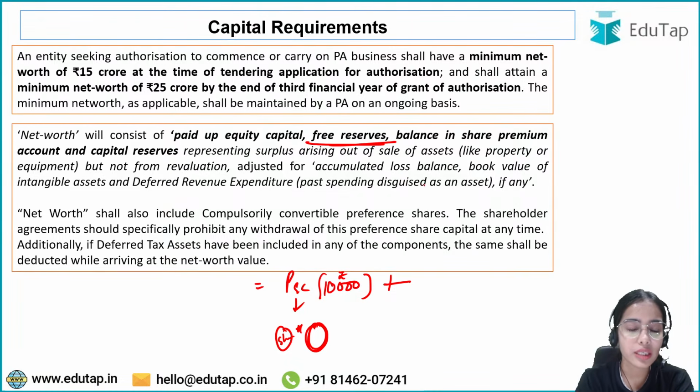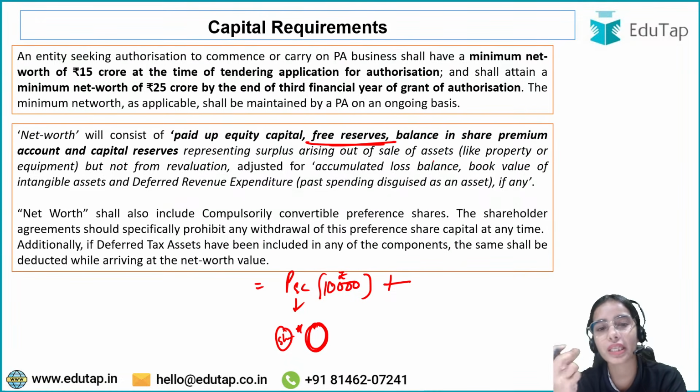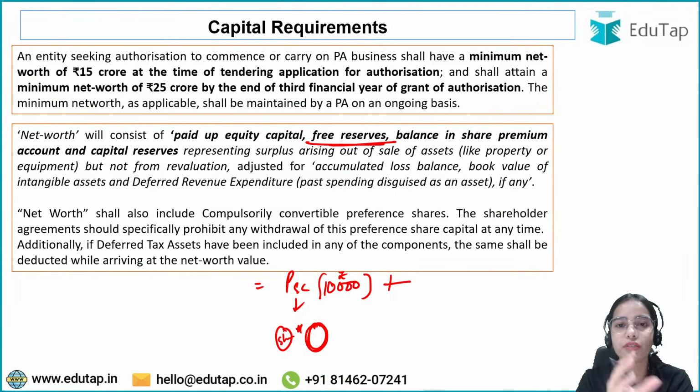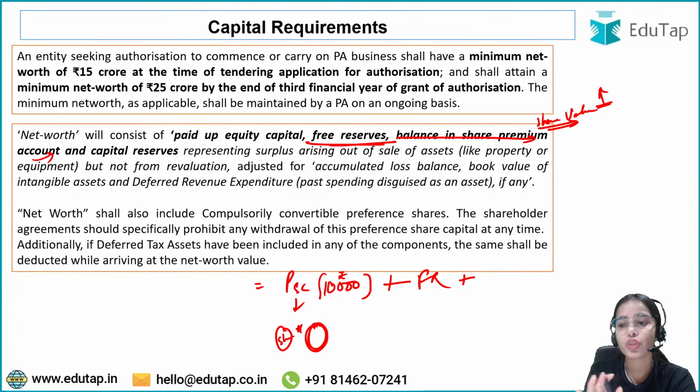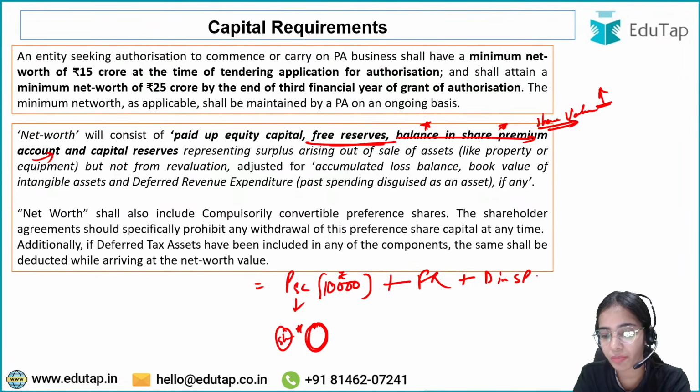Free reserves are the reserves that the company is keeping with itself. From the profit, some reserves have been kept with the company. So these are the free reserves. Plus balance in share premium account. Now the value of the share is increasing in the market because the company is doing well and the investors have trust in the company. So there is a balance in share premium account because share value is increasing. The additional value that the shares have goes to the balance in share premium account. So this is the balance in share premium account.